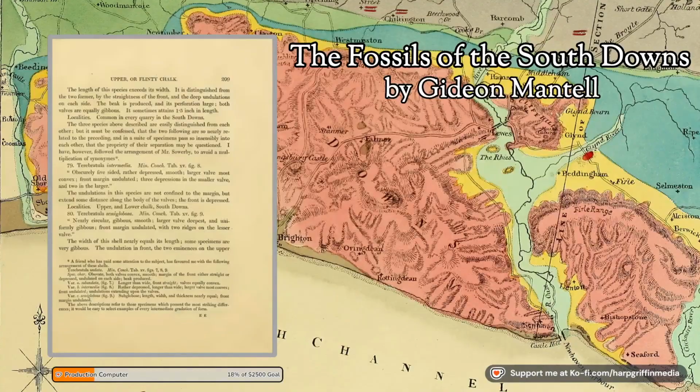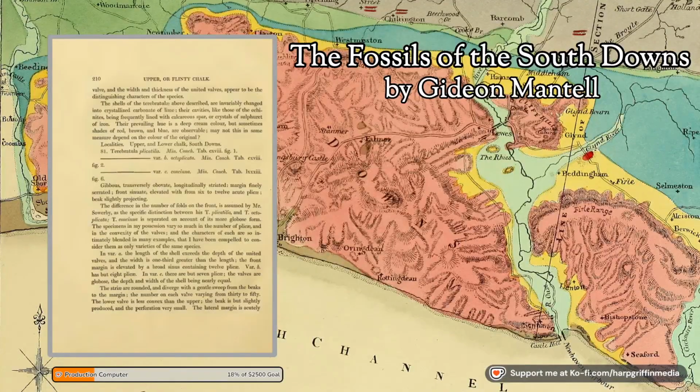80. Terebratula semiglobosa, Mineral Conchology, tablet 15, figure 9. Nearly circular, gibbous, smooth. Larger valve deepest and uniformly gibbous. Front margin undulated, with 2 ridges on the lesser valve. The width of this shell nearly equals its length. Some specimens are very gibbous. The undulation in front, the two eminences on the upper valve, and the width and thickness of the united valves appear to be the distinguishing characters of the species.